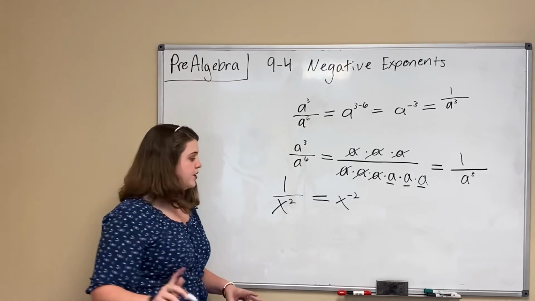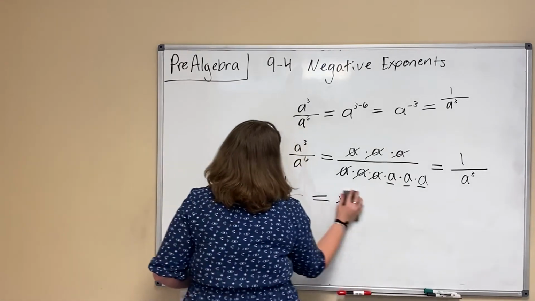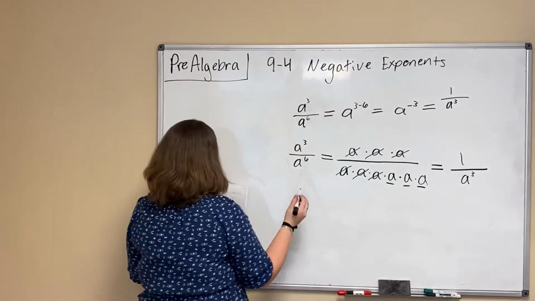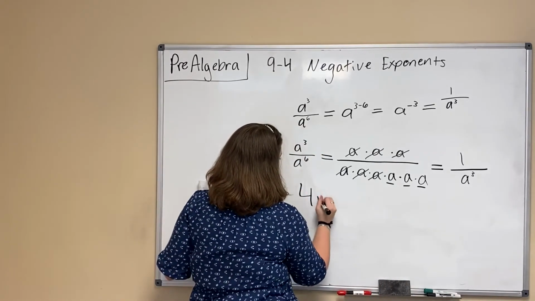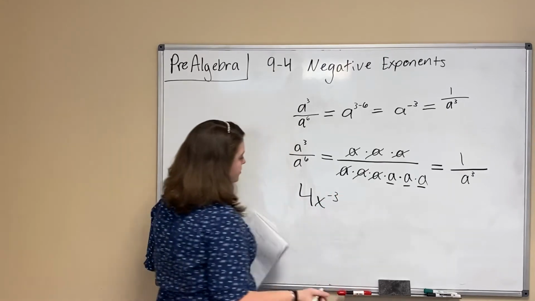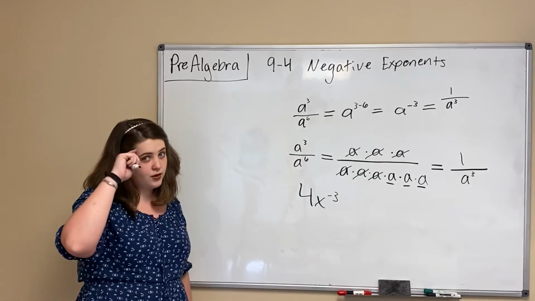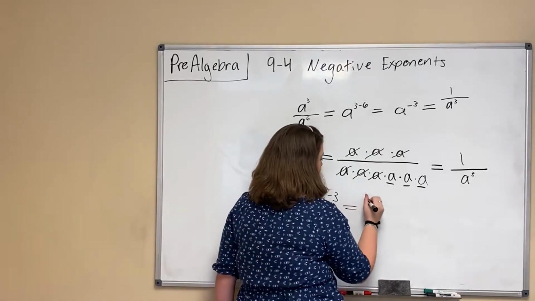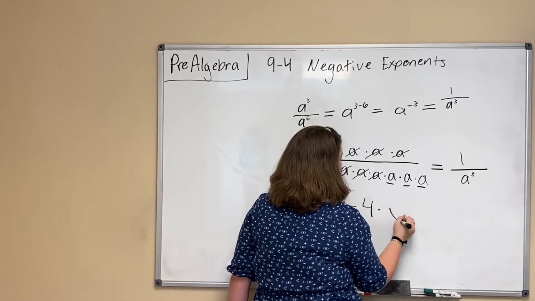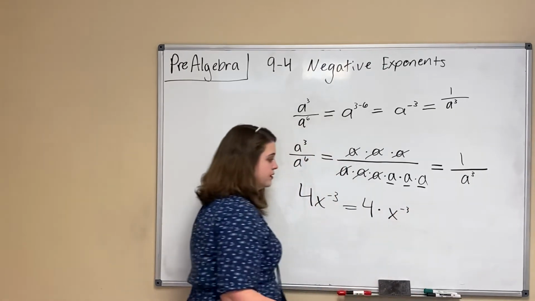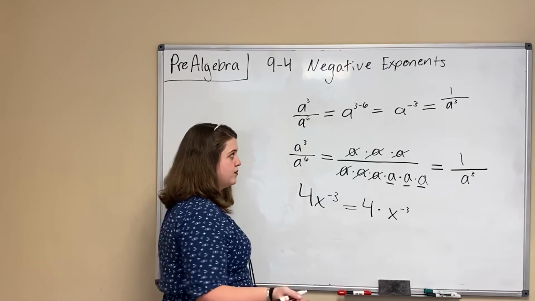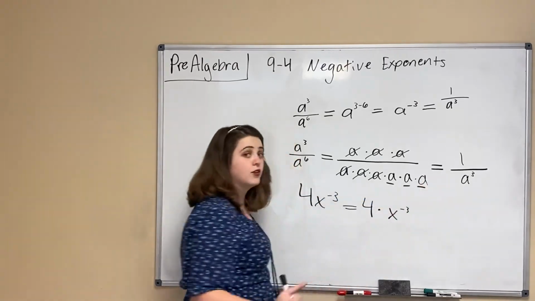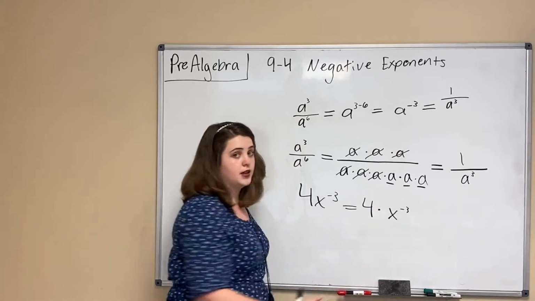Also, one more thing. What happens if we have coefficients? What happens if it looks like this? 4 times x to the negative 3. Now we know in our heads that when we see 4 times x to the negative 3, that's the same as 4 times x to the negative 3, right? Now we've just discovered that when we have a negative exponent, we can rewrite it as a fraction with our power as the denominator.